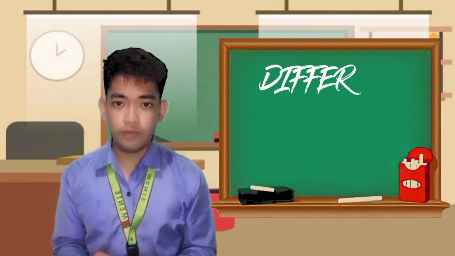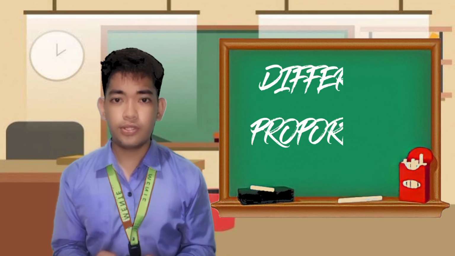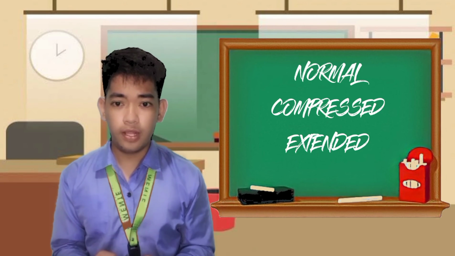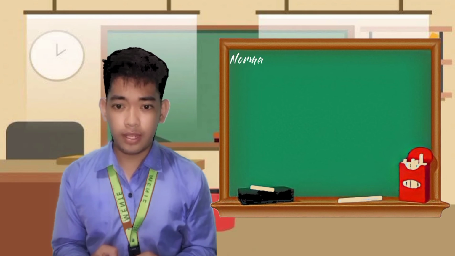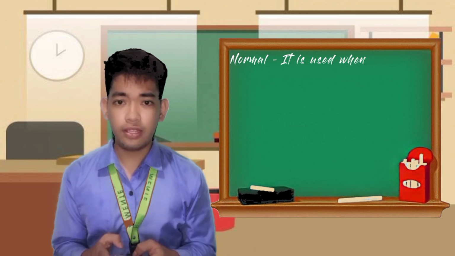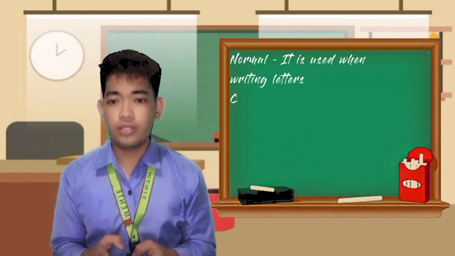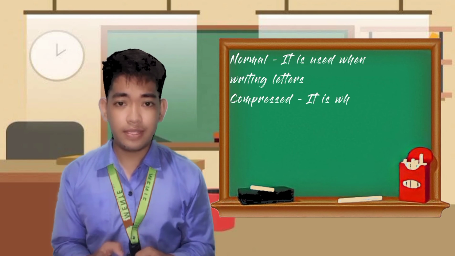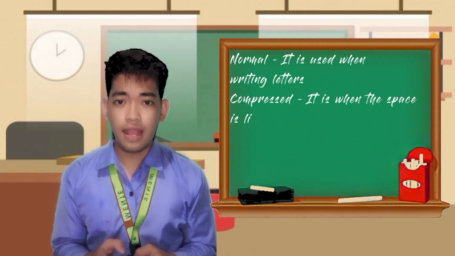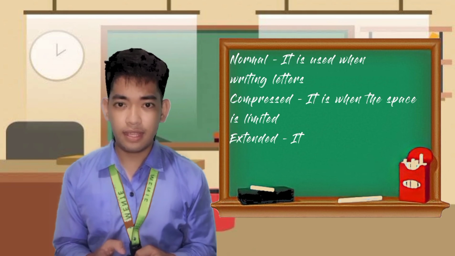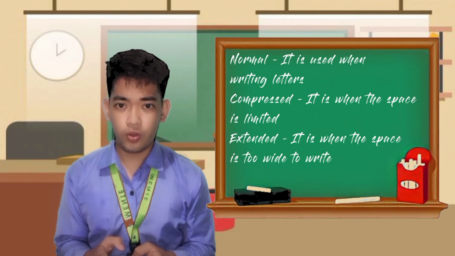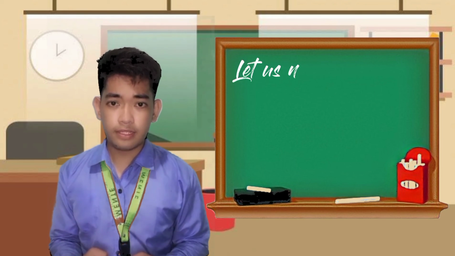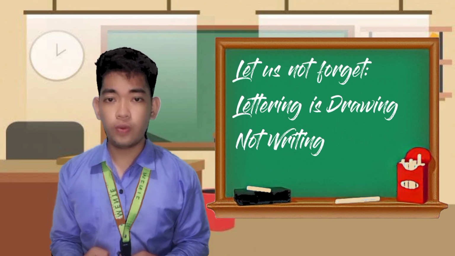There are different proportions in drawing letters. There are normal, compressed, and extended. When we say normal, it is used when writing letters. When we say compressed, it is when the space is limited. And lastly, the extended. It is when the space is too wide to write on. Let us not forget that lettering is drawing, not writing.